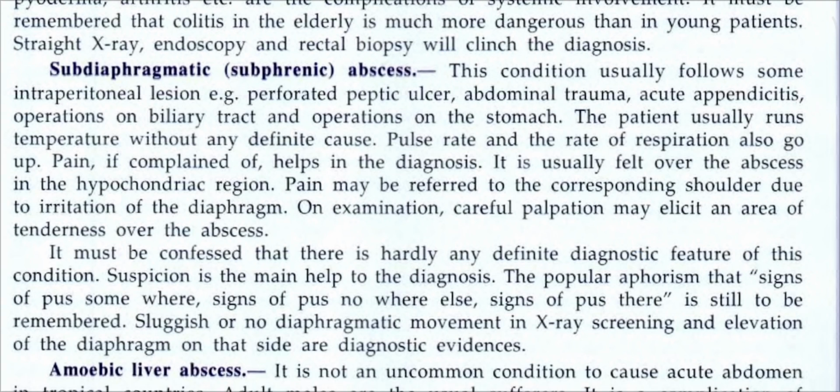Subdiaphragmatic, subphrenic abscess. This condition usually follows some intraperitoneal lesion. Example: perforated peptic ulcer, abdominal trauma, acute appendicitis, operation on the biliary tract, operation on the stomach. The patient usually runs a temperature without any definite cause. Pulse rate and the rate of respiration also go up.